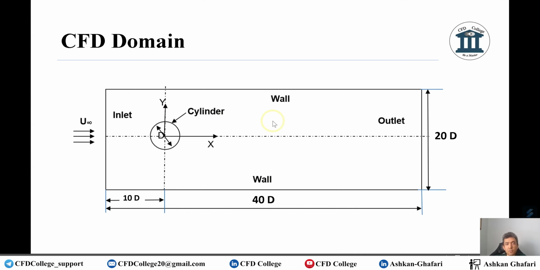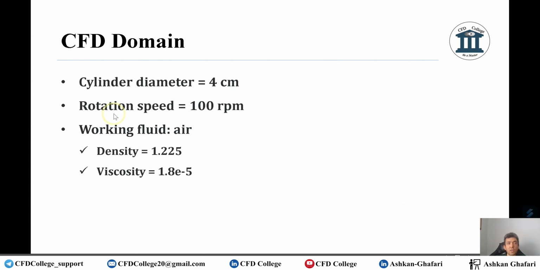This is our domain. Since in this project this cylinder rotates, we need a bigger domain. So you can see the dimensions: 10D, 40D, 20D, and D is the diameter of the cylinder. In this problem, the diameter of the cylinder is 4 centimeters. The rotation speed is 100 RPM, revolutions per minute. The working fluid is air, and you can see the density and viscosity.